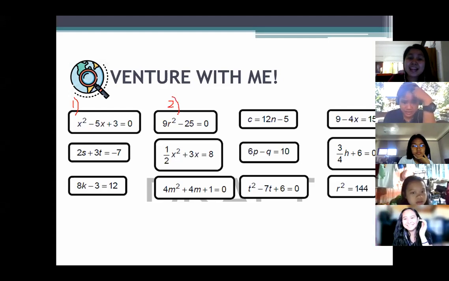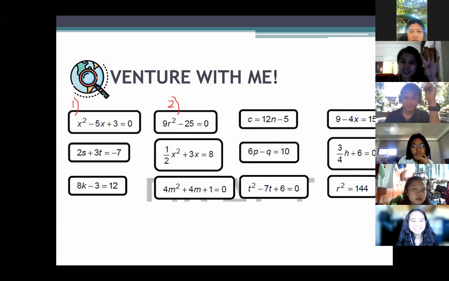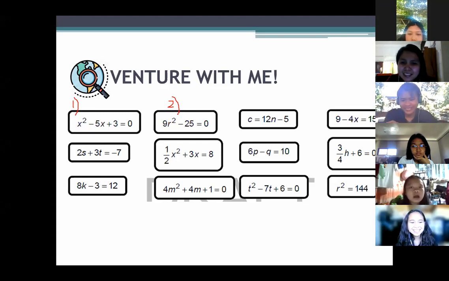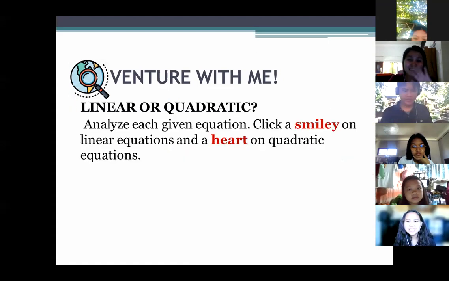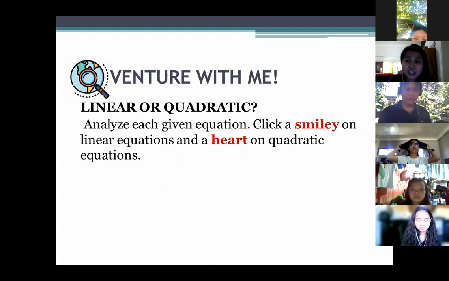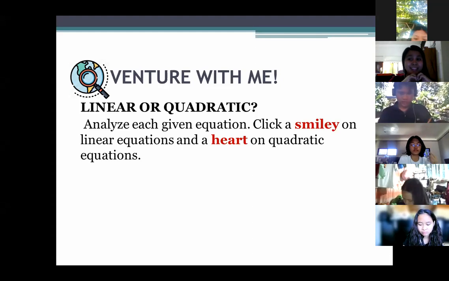Number 2, 9r squared minus 25 equals 0. Smiley or heart? Go. 5, 4, 3. Wait, ma'am. Yes. What is the smiley part and what is the heart part? Okay, ready? I'll go back to the instruction. The smiley is for a linear equation. Heart is for the quadratic equation.